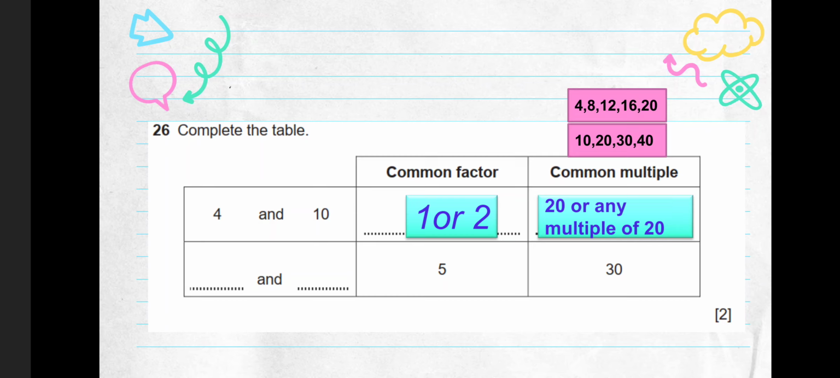Okay, the bottom one. What two numbers have a common factor of 5 and a common multiple of 30? So it must be something in the table of 5. You can say 5 and 10. You can say 10 and 15. Anything that has a common factor 5 and also a common multiple that could be 30.